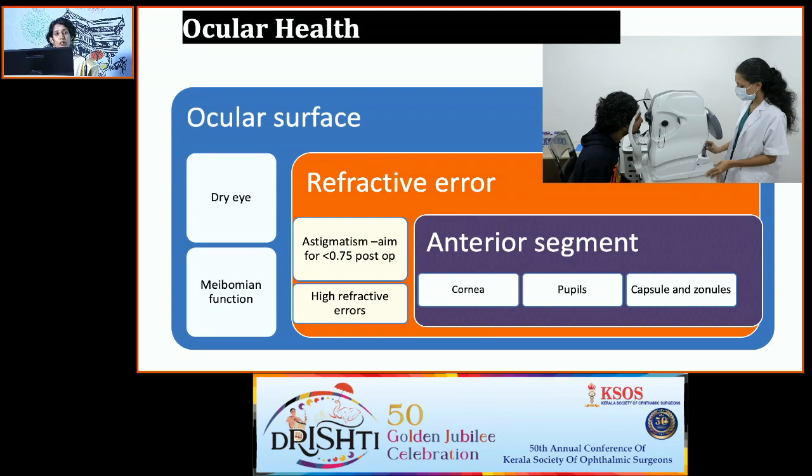And one more important thing is any hidden pathology in the capsule or zonules, like subtle pseudoexfoliation, must also be picked up.